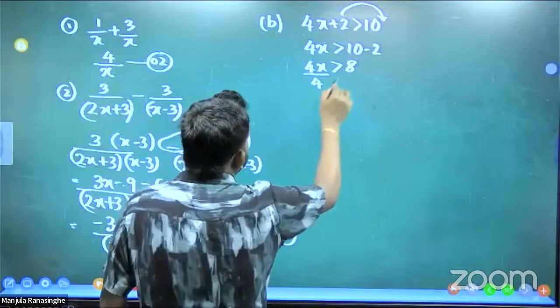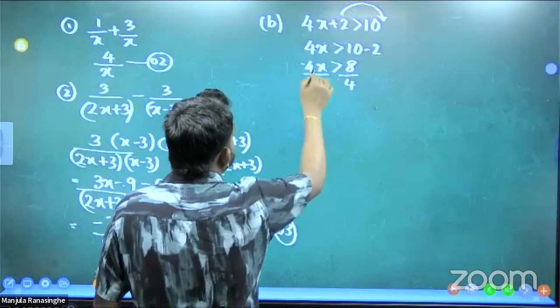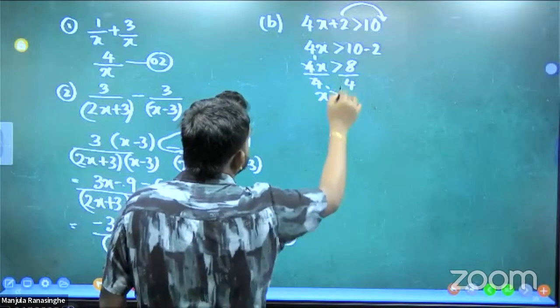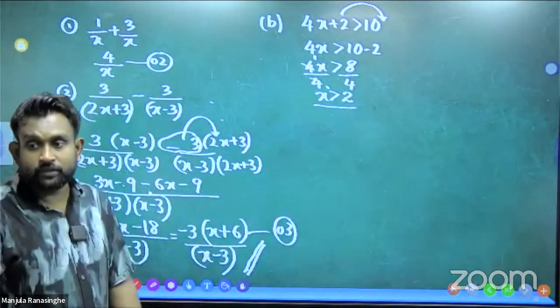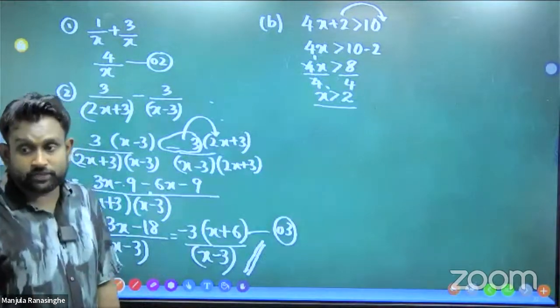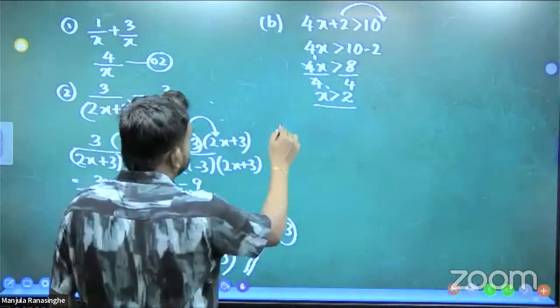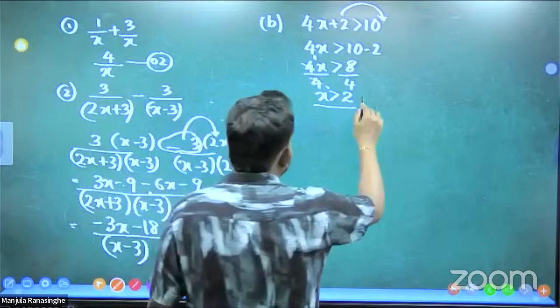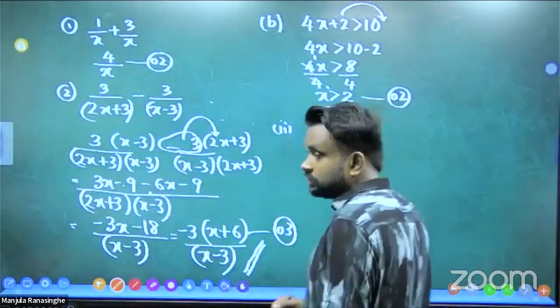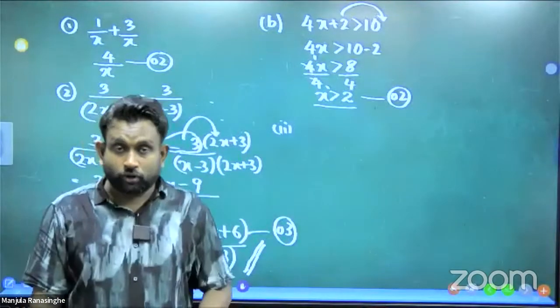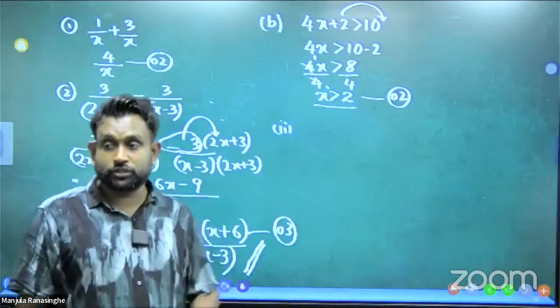Just divide both sides by 4. Then 4 cancelled. So x greater than 8 divided by 4, which means 2. So x greater than 2. That is what the inequality says. Then part 2. For that part you have 2 marks. The part 2 of that: solve the inequality and mark the solution on the number line.